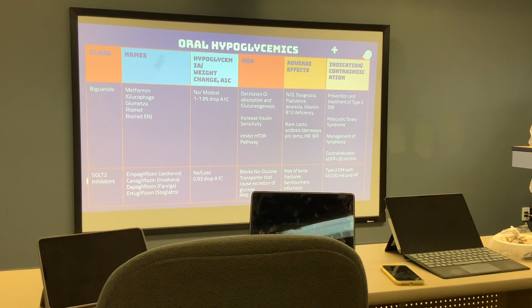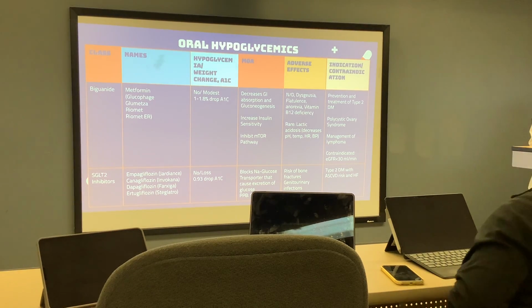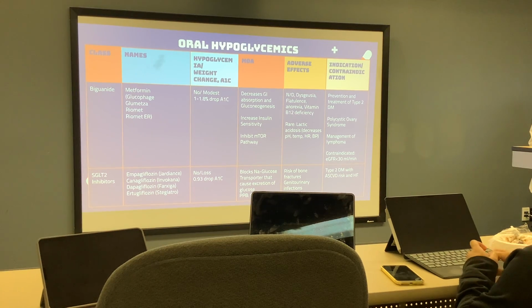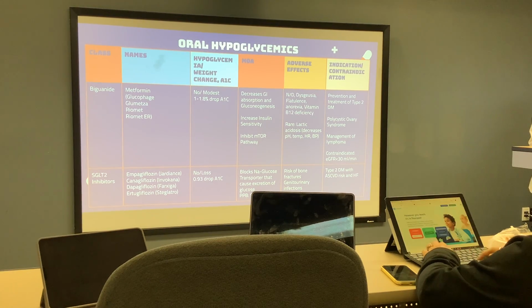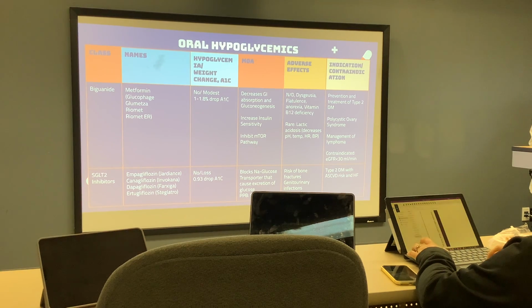Indications for metformin are prevention and treatment of type 2 diabetes mellitus, polycystic ovary syndrome, and management of lymphoma, because it inhibits the mTOR pathway, and that way it causes autophagy, like a cell clearing of cells. It is contraindicated in eGFR less than 30 mL per minute.